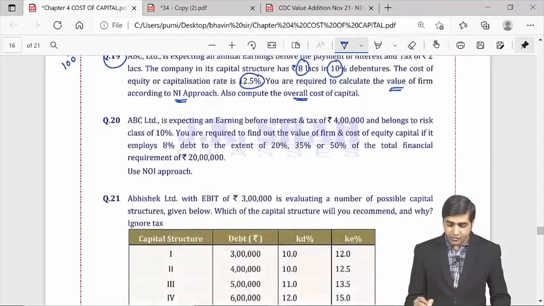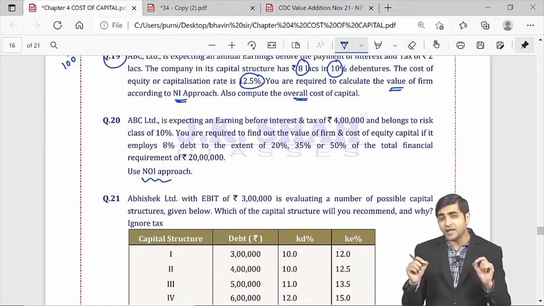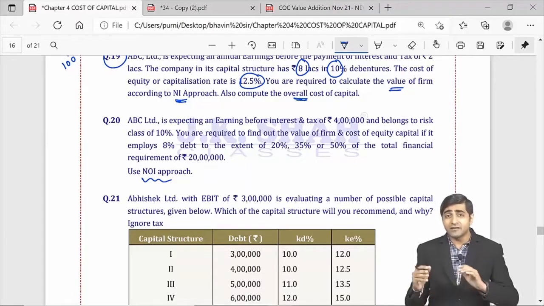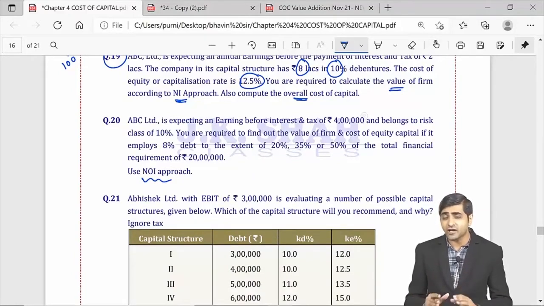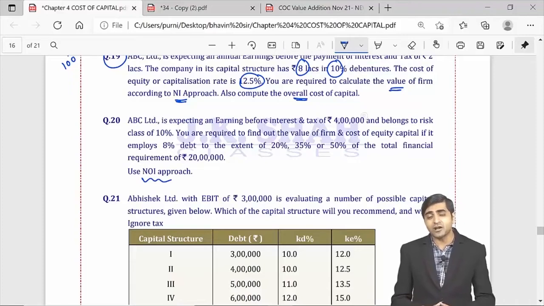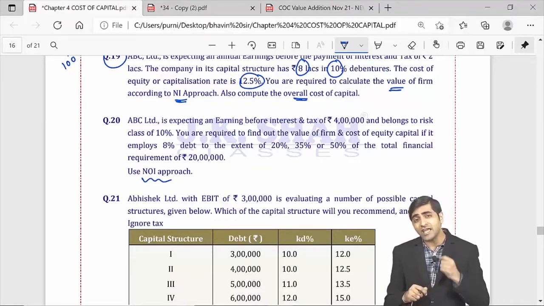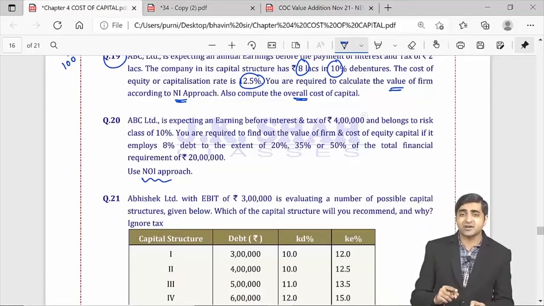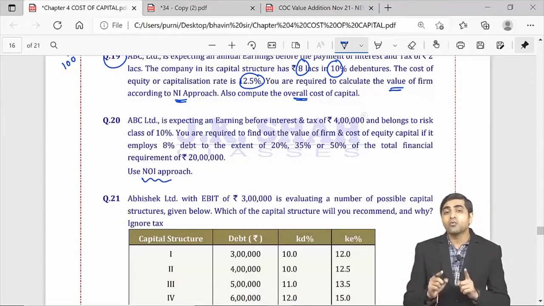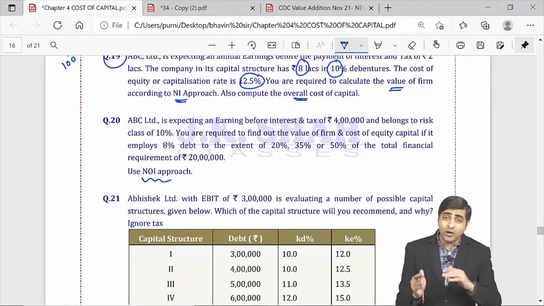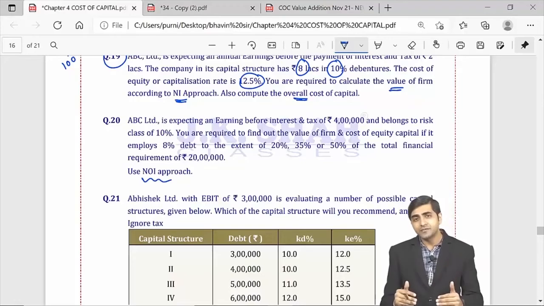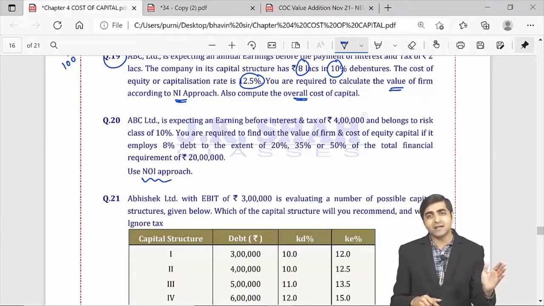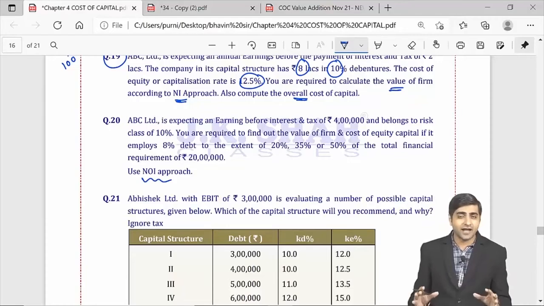Continuing further, the next question which we have is on the NOI approach. Now in your net operating income approach, we have to understand that even if you change the capital structure, your WACC is going to remain constant at all levels of capital structure. So in this approach, your KE will rise in such a way that your KO will be remaining constant. So whatever is the benefit of cheaper debt will be compensated with the rise in KE, and your value of the firm will remain the same at all levels of debt in the capital structure.